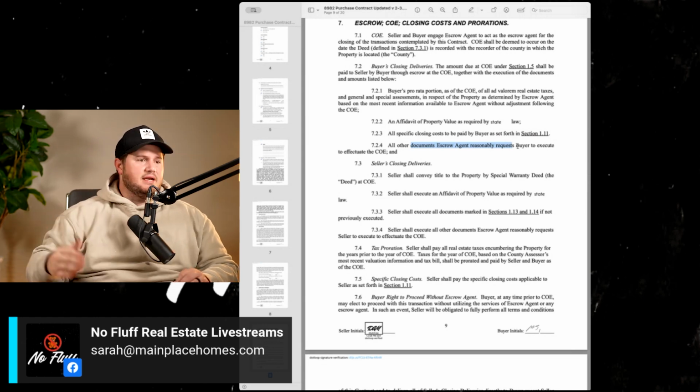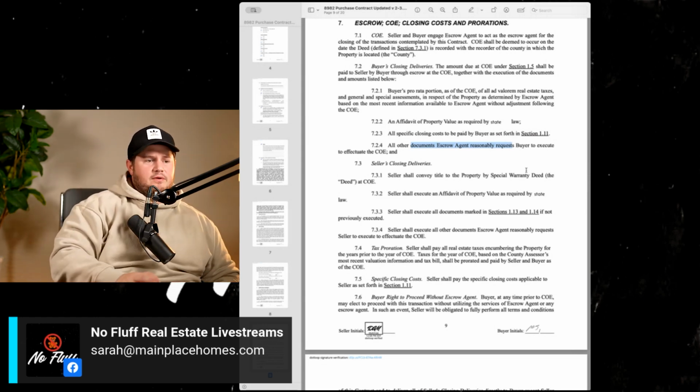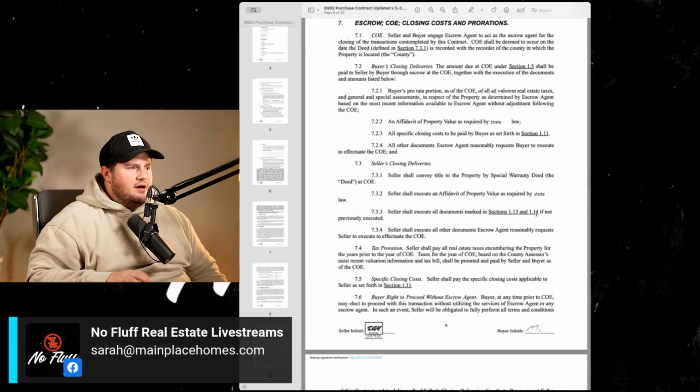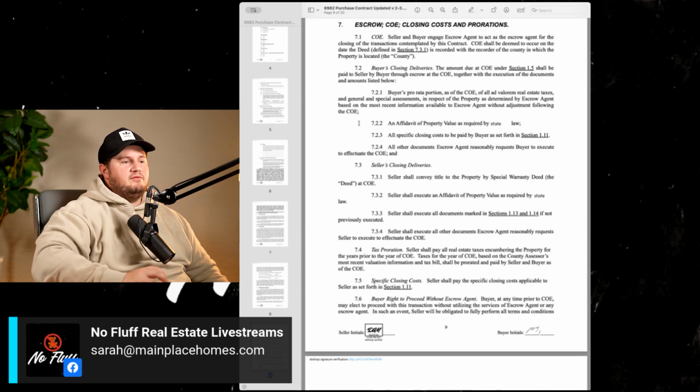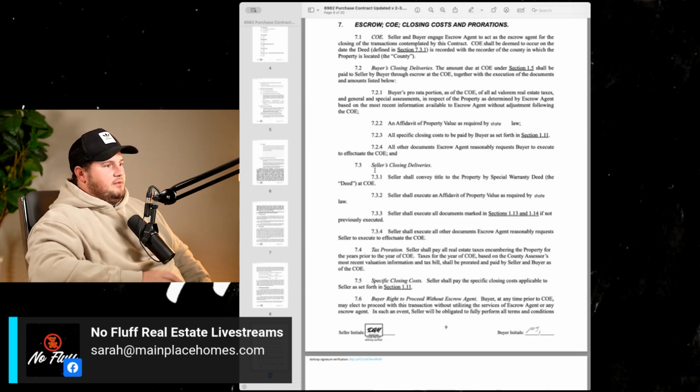So we have to make sure of this: time is of the essence is a saying in real estate. It's not just being like, hey, you need to hurry up. No, it's an actual legal term saying you have to do your part to make sure we close on time. Otherwise, you could be in breach of contract if you are not doing your part.